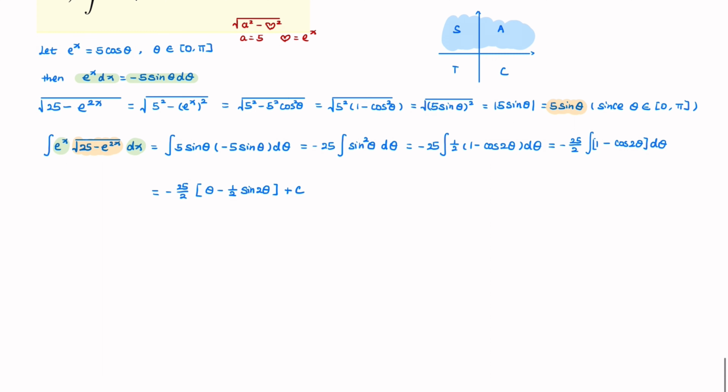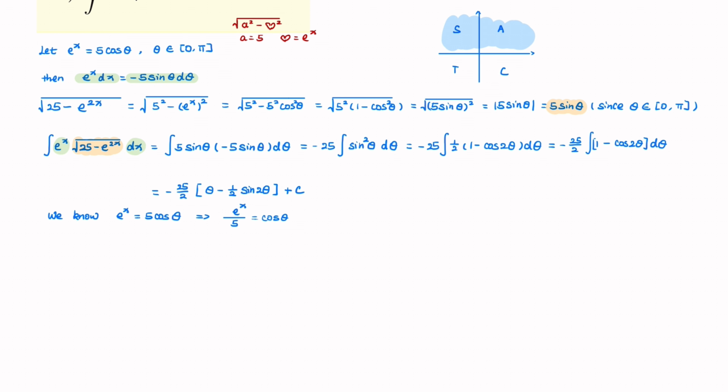Actually, I'll start here again. So we know that e to the x equals 5 times cosine theta, which means 1 over 5 e to the x equals cosine theta. Or I can rewrite it as e to the x over 5. Maybe that's easier for you later.